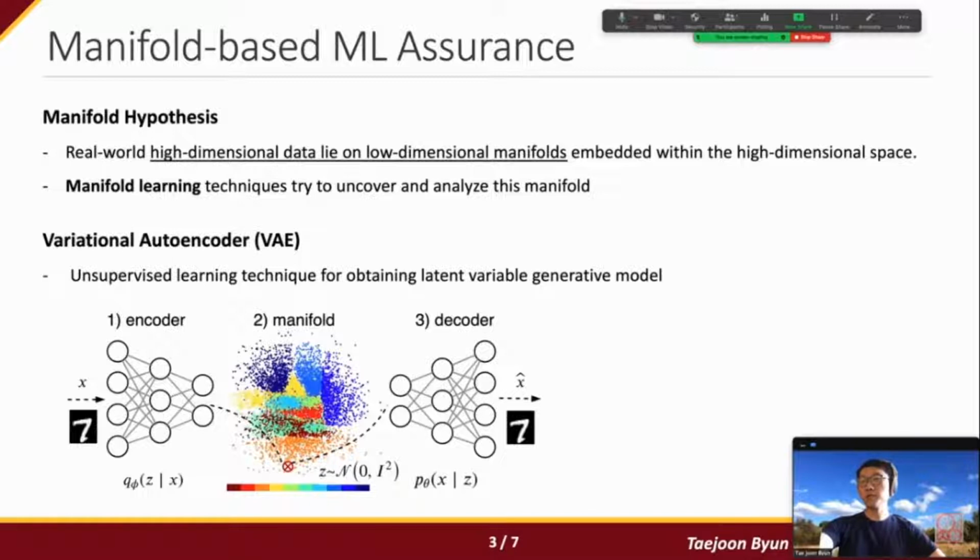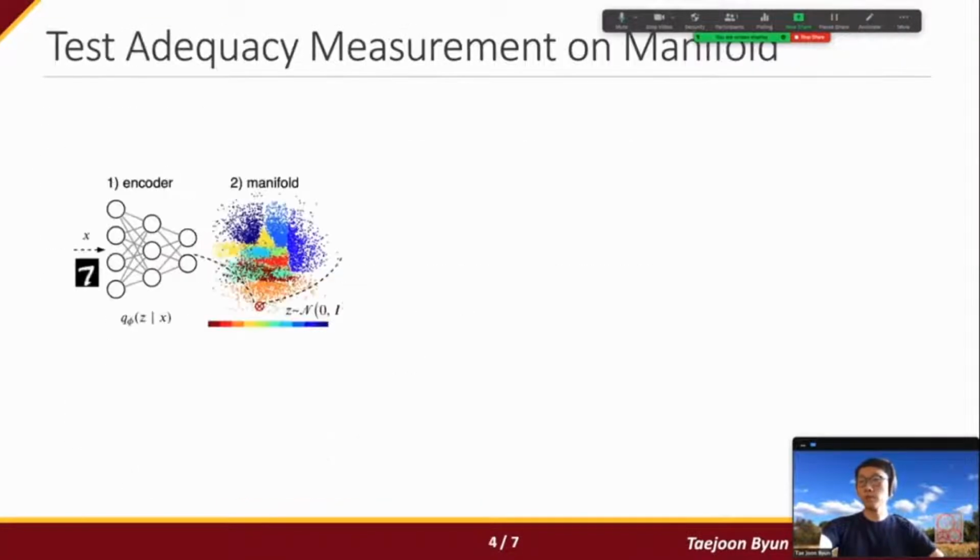As you can see in the figure, all the digit samples are nicely encoded in this compact 2-dimensional space, and different classes are separated naturally and nicely without any supervision. So it finally gives me that compact representation along with the encoder and the decoder, which maps the data to and from this manifold. With this variational autoencoder, the first idea we experimented is the test adequacy measurement.